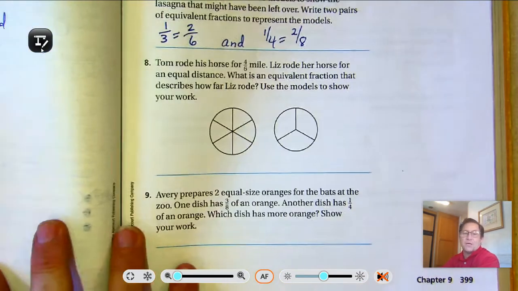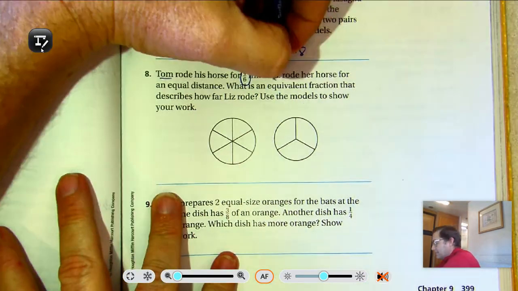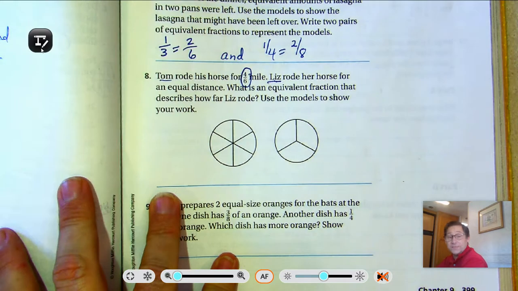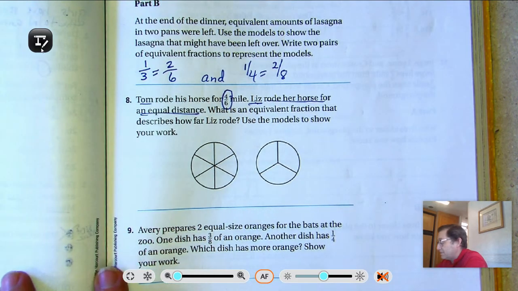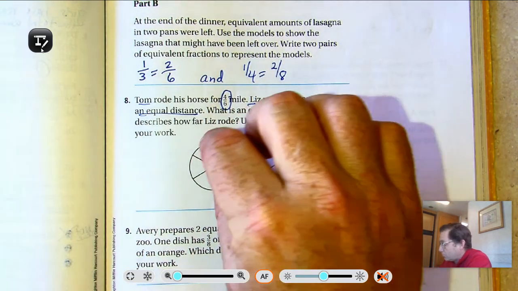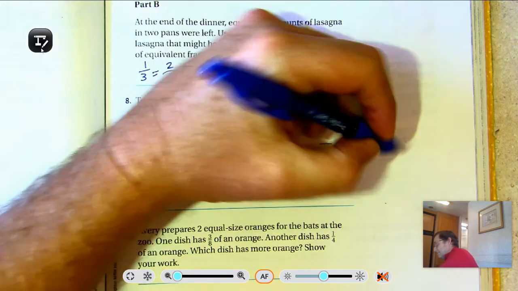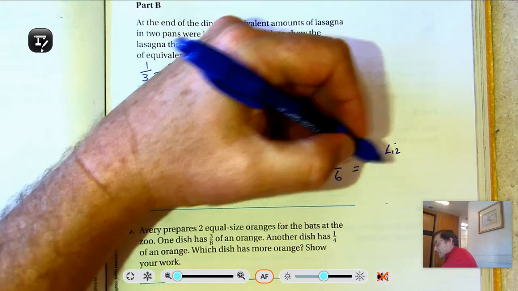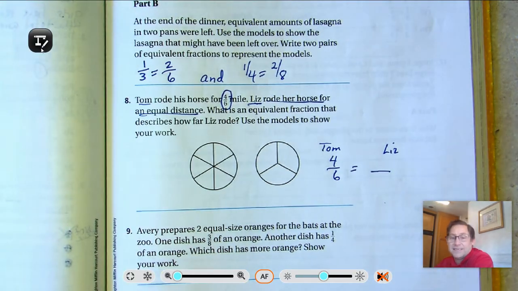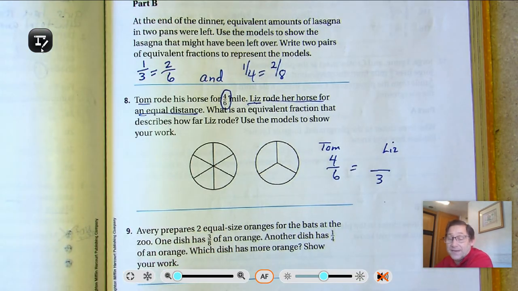Number 8. Tom rode his horse for 4/6 mile. Liz rode her horse for an equal distance. What is an equivalent fraction that describes how far Liz rode? Okay, so what we're trying to say is that Liz and Tom both rode the same distance. So Tom rode 4/6 of a mile, and Liz rode her horse the same distance, but in thirds.